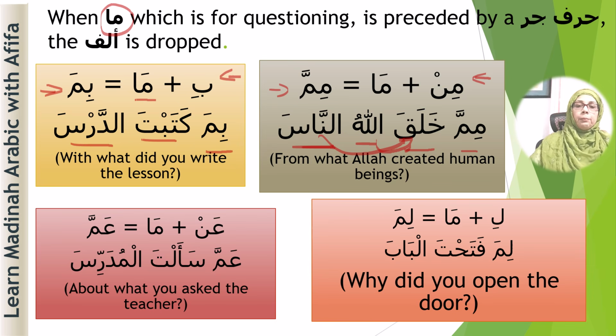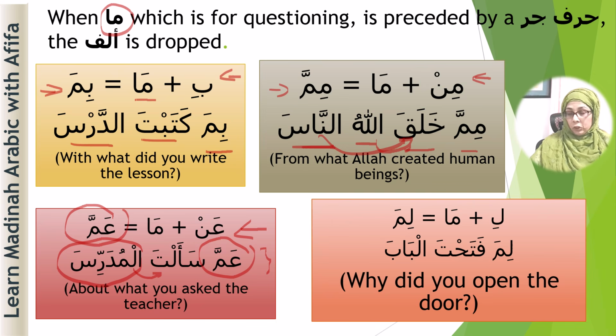In the next example, an preceded ma and it became amma. In this example, amma sa'alta al-mudarrisa. It means about what did you ask the teacher, where amma means about what, sa'alta is the verb and it means you asked, and al-mudarrisa is the object of this verb.